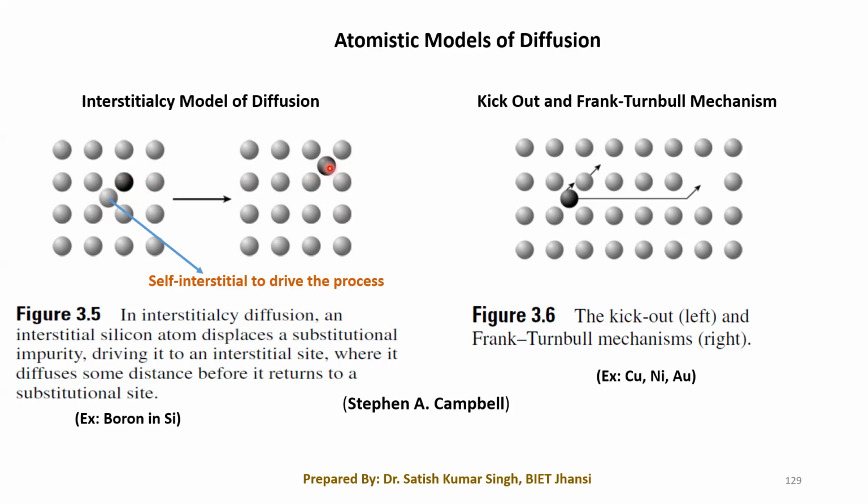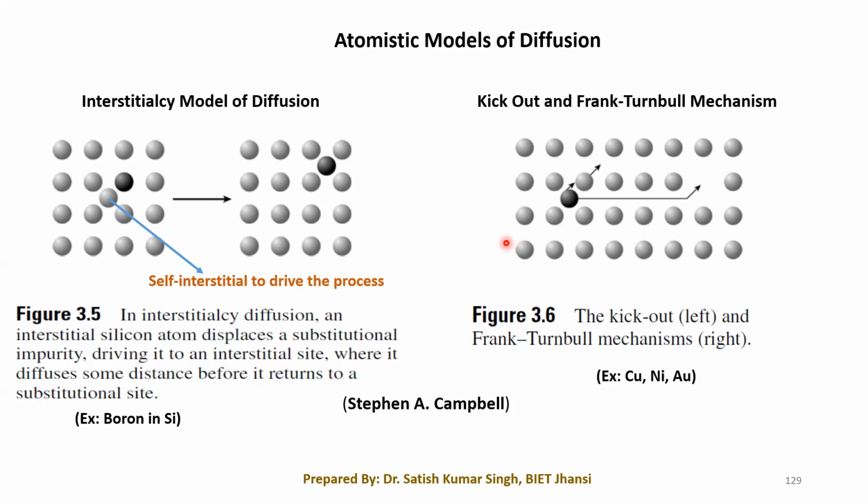So this type of impurity is boron. Okay, so boron follows the interstitialcy model of diffusion. This particular model is being followed by boron. Now, as we have already seen the interstitial and substitutional, we can also have a combination of the two.